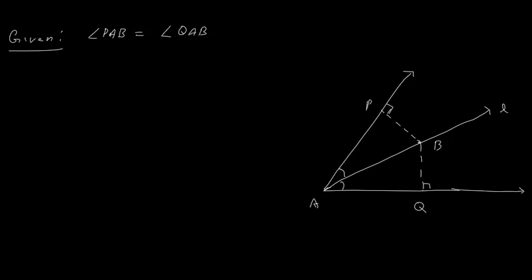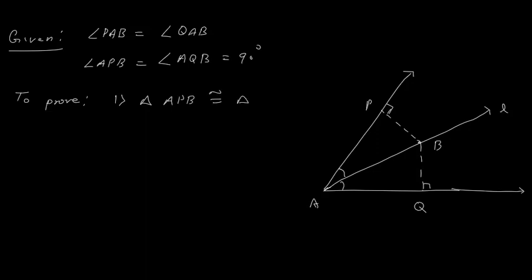Perpendicular means angle APB is equal to angle AQB is 90 degrees. This is given. And to prove, we have first part that we have to prove that triangle APB is congruent to triangle AQB.